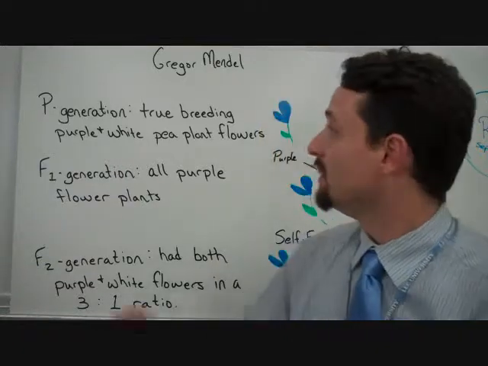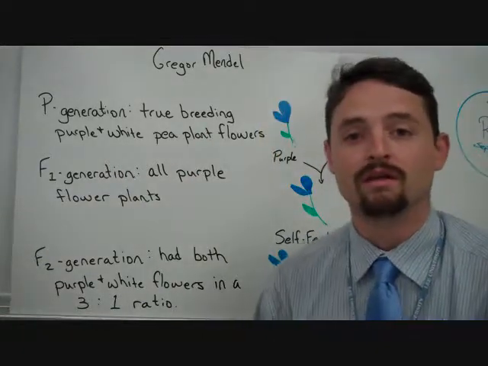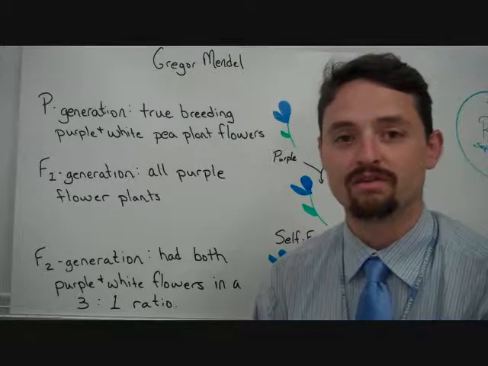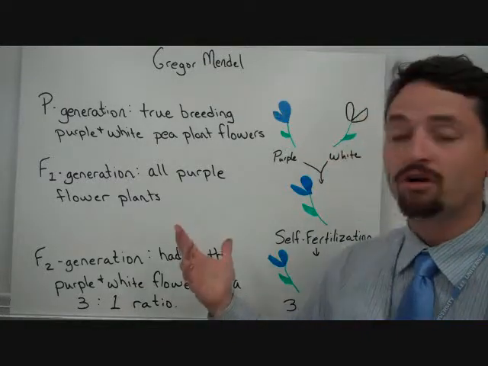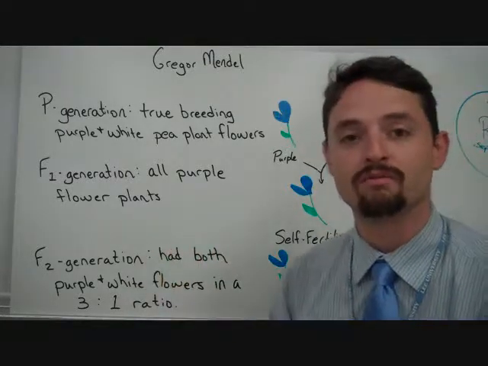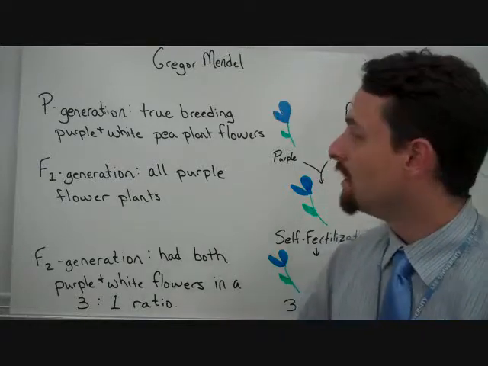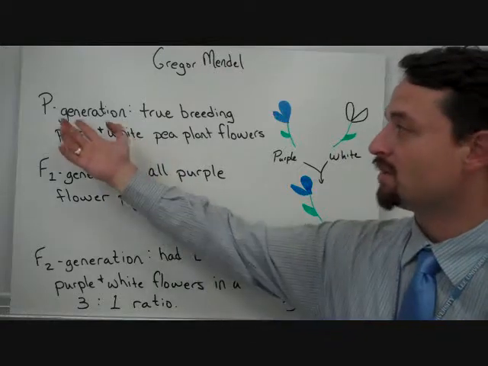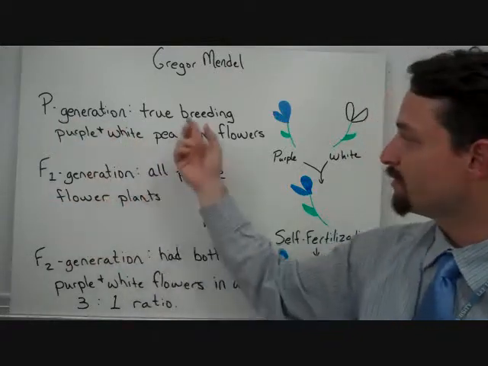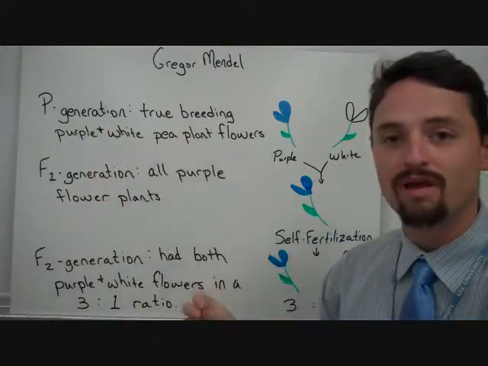Hey guys, this is part one of genetics. So to start off with, we obviously would look at Gregor Mendel and the experiments that he did. And he used what he called a pea generation, which are true breeding purple and white pea plant flowers.